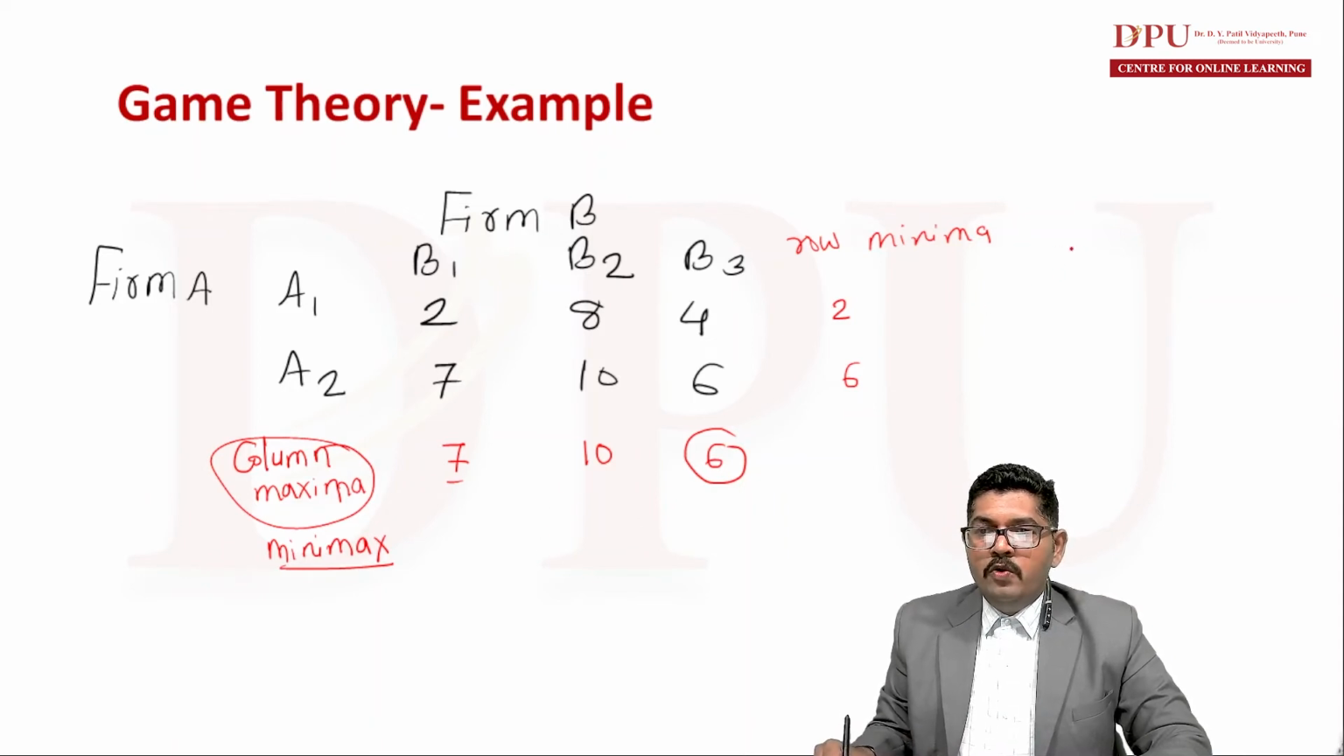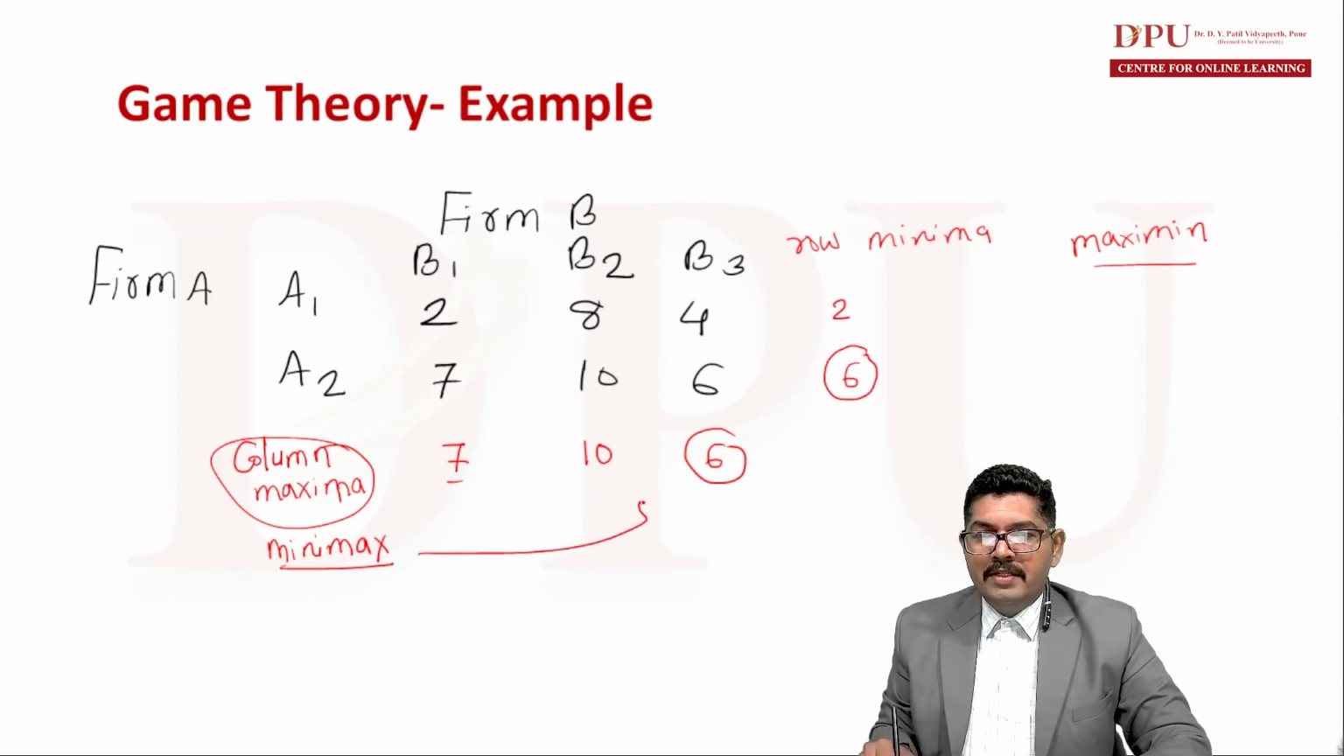Let us now find out maximin. We have already found the row minima, so we have to take the maximum value out of them. The maximum value of these two values is 6. So here the minimax and maximin are the same.